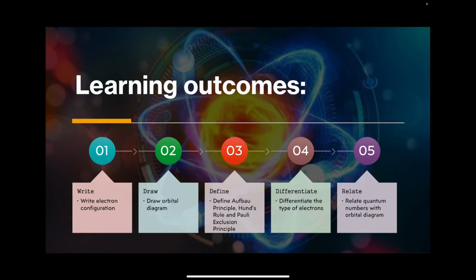The learning outcomes at the end of the topic: students should be able to write down the electron configuration, to draw the orbital diagram, to define the Aufbau principle, Hund's rule, and Pauli's exclusion principle, and also students should be able to differentiate between the types of the electrons and also to relate the quantum numbers with the orbital diagram.